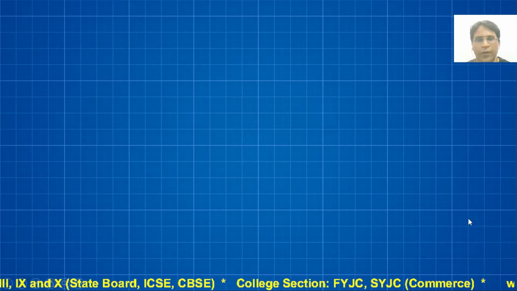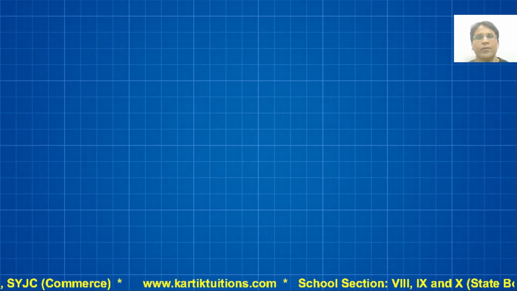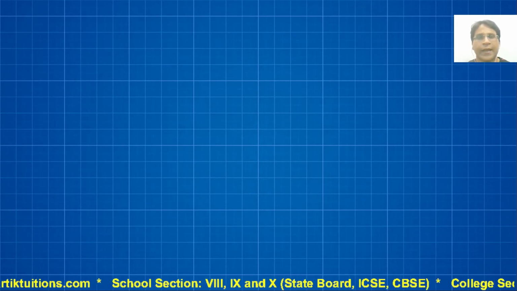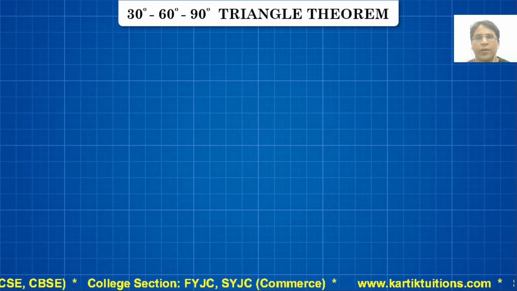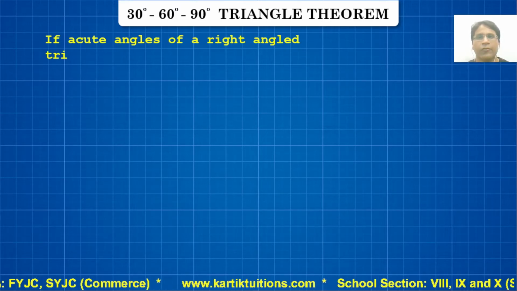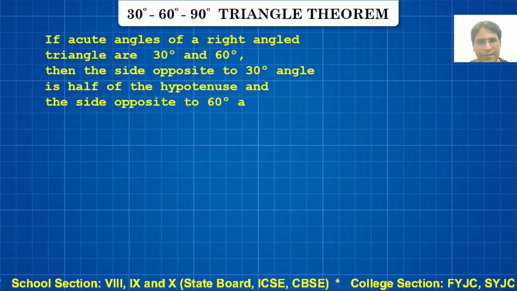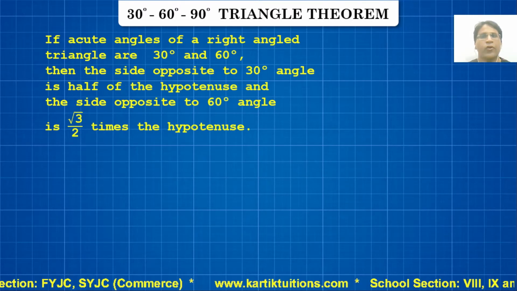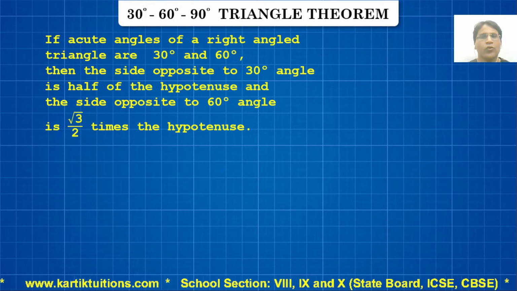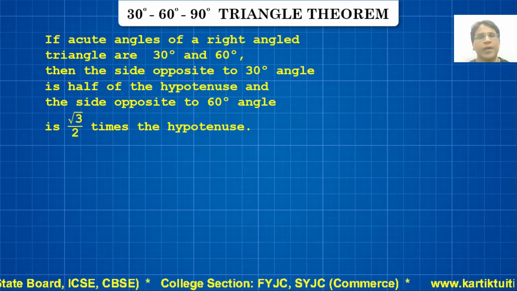Hi friends, today I am here to discuss the application of the 30, 60, 90 triangle theorem. So let's start with it. Let's have a look at a statement. If the acute angles of a right angle triangle are 30° and 60°, then the side opposite to the 30° angle is half of the hypotenuse and the side opposite to the 60° angle is root 3 upon 2 times the hypotenuse.